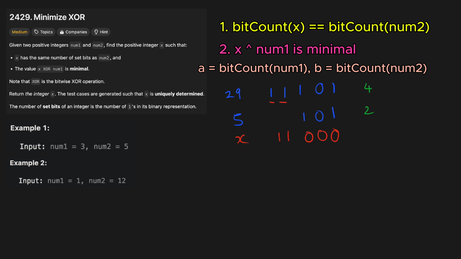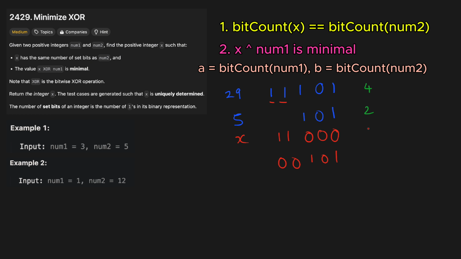And now we have 2 set bits which match with number of set bits in 5, that is num2. So now if we do the XOR between X and num1, then these 2 bits will cancel out. But 29 still has 1 and 1 set on 0th and second position. So in the output, they will be set. So X XOR num1 will be equal to 5, which is minimal compared to any other choice with the same number of set bits. So our answer will be x equal to 16 plus 8, that is 24.